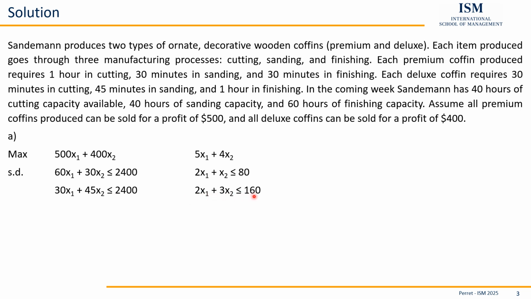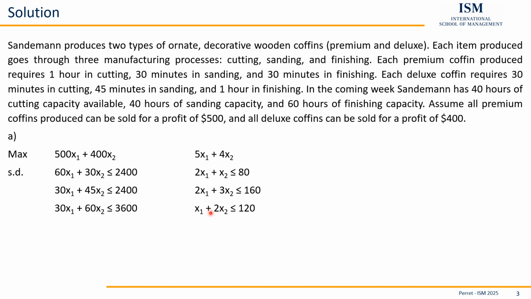Finally we are left with the last of the three processes, finishing. So we have 30 for x1, we have 60 for x2, and we have capacity of 3600 minutes, which would look like this. Again, all of these numbers are divisible by 30, so we're going to divide the whole inequality by 30, giving us 1x1 plus 2x2 smaller or equal to 120.